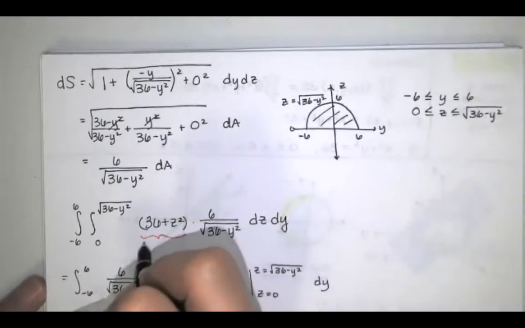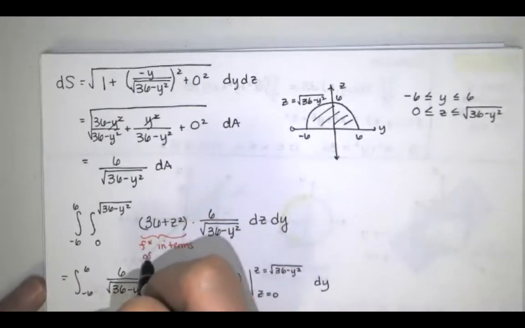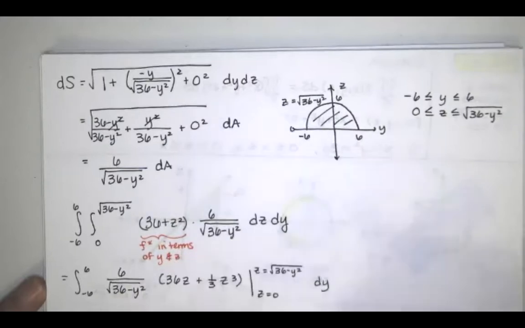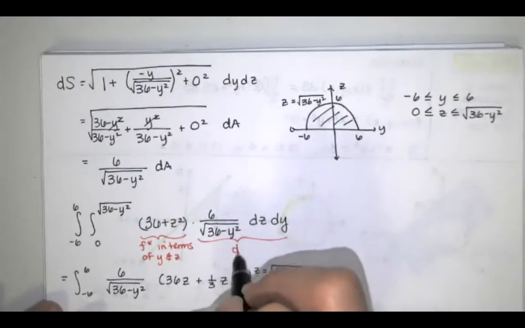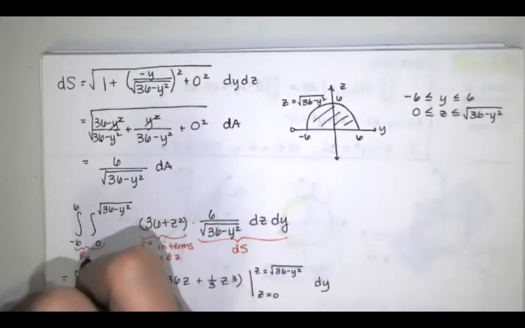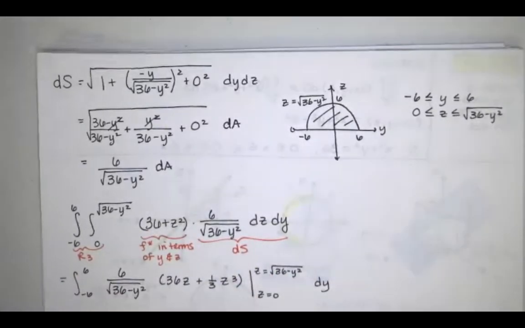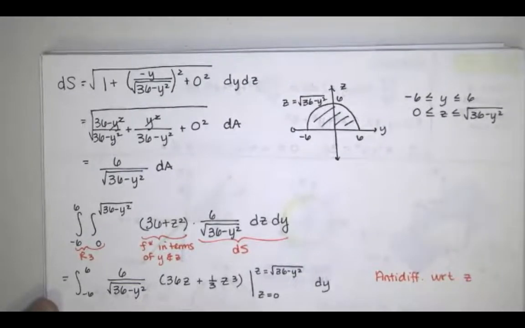And again, this is f in terms of y and z. It happens to not explicitly depend on y. Then we have our surface area in terms of y and z. And then we have a description of R3. We've got appropriate bounds. So after you substitute, then you do what we just did, anti-differentiate with respect to z.